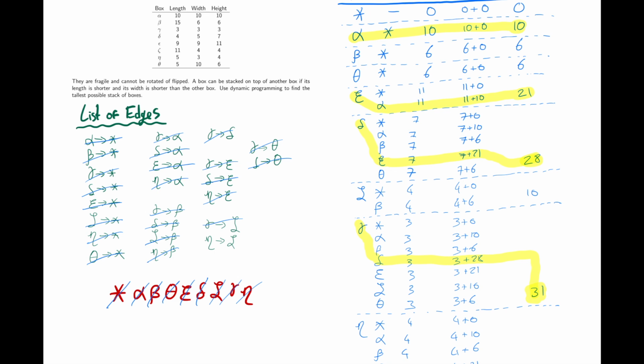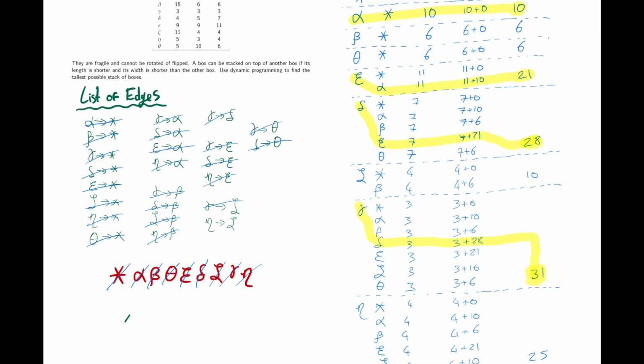Therefore, our solution is to first place alpha on the tabletop, then stack epsilon on top of that, then delta on top of that, and then gamma on top of that, giving an overall tallest stack height of 31.